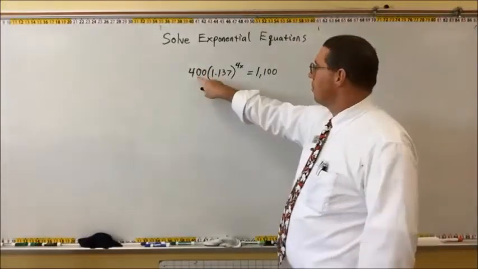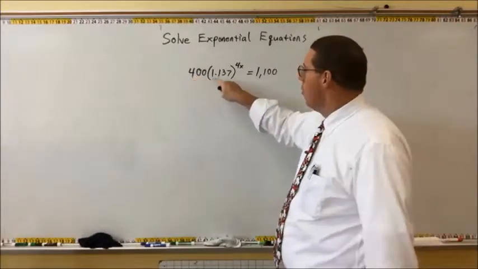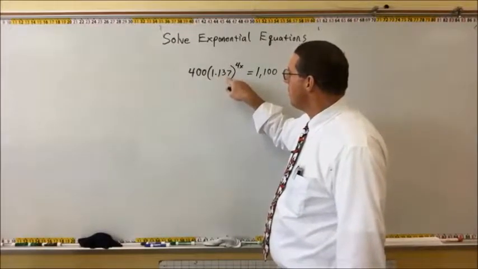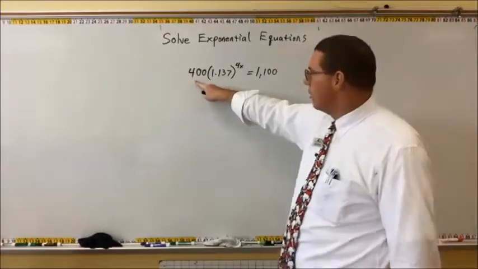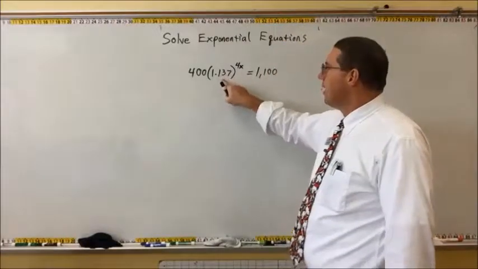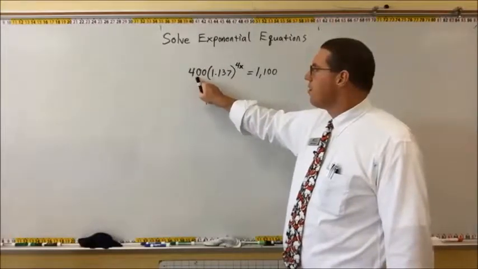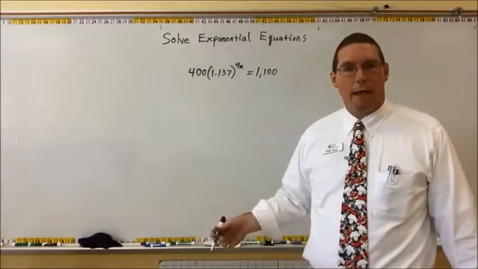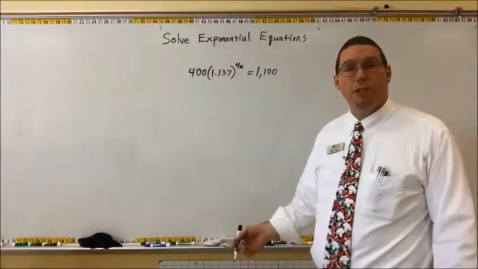So for example, do you see this 400 up here? This says 400 times 1.137 to the power of 4x. This 1.137 is being raised to the 4x power, but this 400 over here is not being raised to the 4x power. So we cannot cancel this exponential base until we get rid of this 400. What is this 400 doing to this exponential base? It's multiplying. So how do we cancel multiplication?